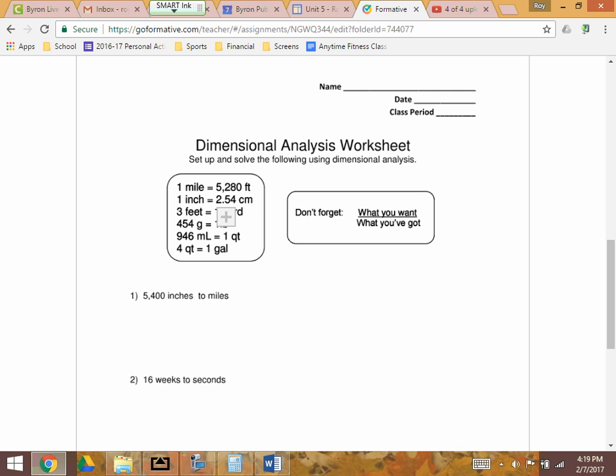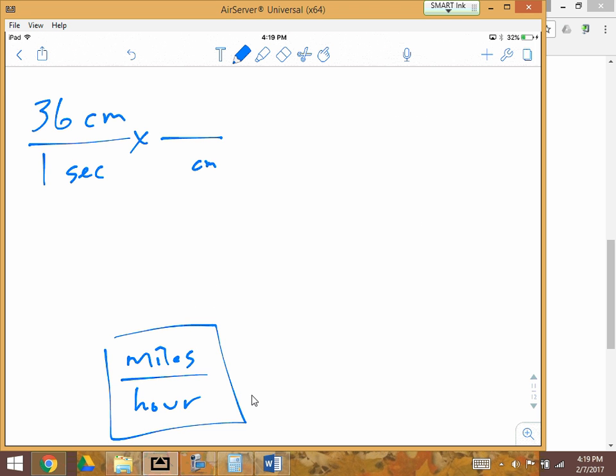So I have centimeters here on the bottom, and the only conversion that I have for centimeters up here looks like I have 2.54 centimeters is 1 inch. So we'll do that. 2.54 centimeters is 1 inch. Okay. And then now I got rid of the centimeters, but now I have inches. So now we got to get rid of the inches.